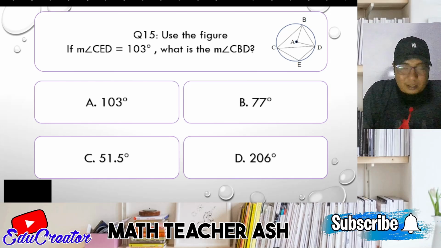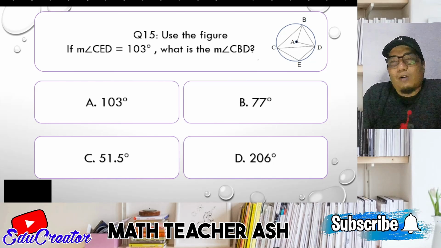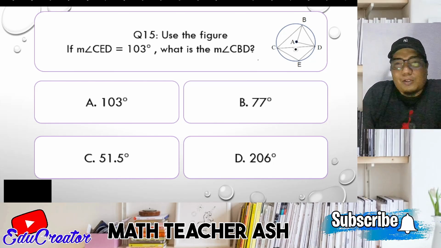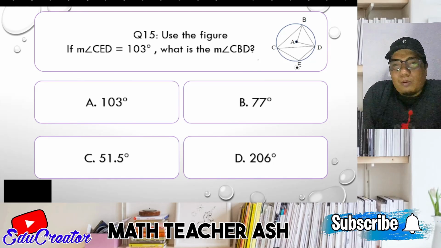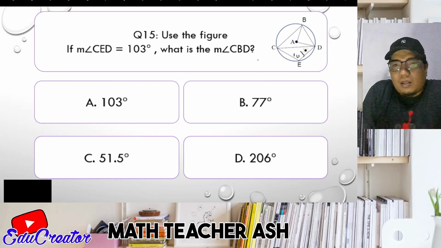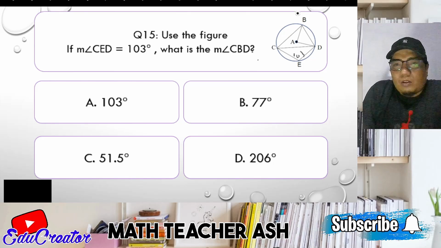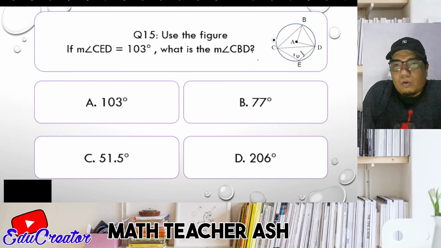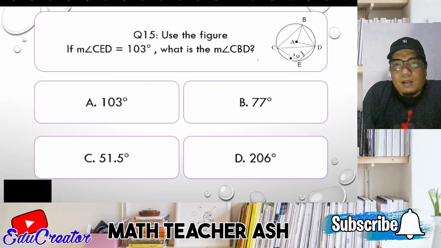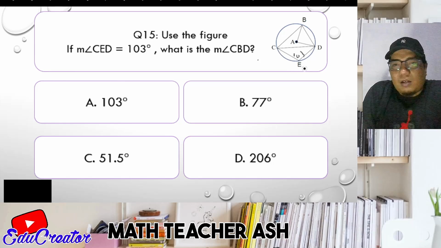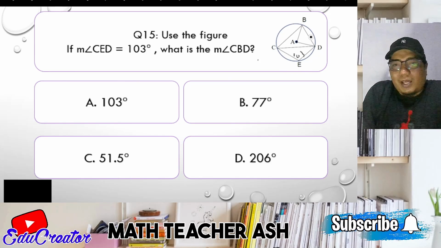Alright, my dear math learners, we will check and try to solve how to answer this one. So basically, CED, ito yung binigay. Ito daw yung 103. Okay. So therefore, itong intercepted arc niya, times 2 tayo, kasi the inscribed angle is half of the intercepted arc. But since our given here is the inscribed angle, this will be twice as much. So that is 206. Okay.